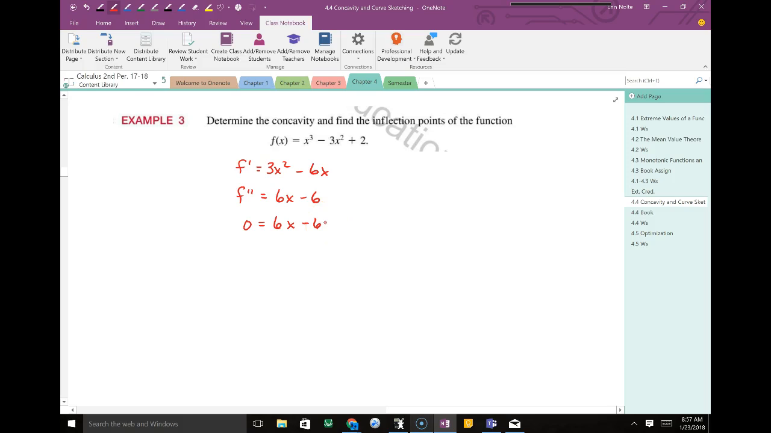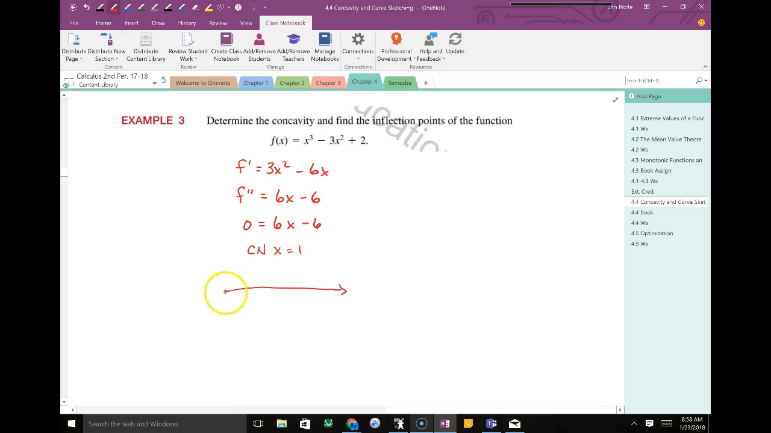No, not the first derivative. Are you talking about the point? Into the original. Yeah. So would you agree that I have a critical number at 1 here? Is everybody okay with that?